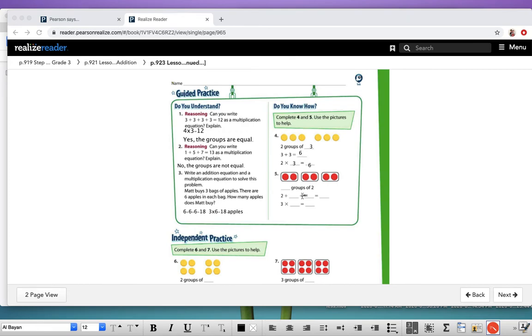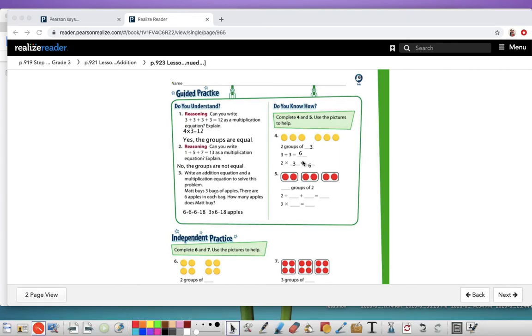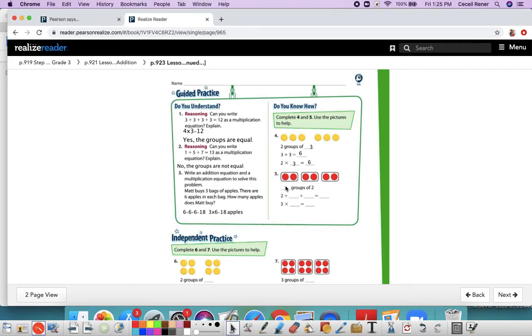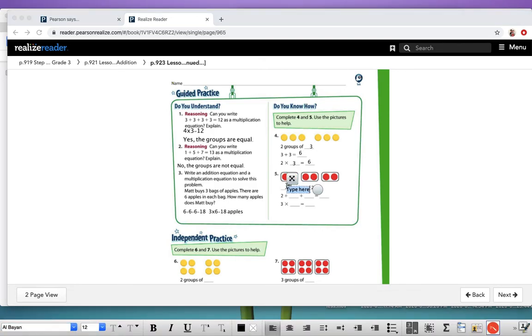Do I dare chance it by moving that around? I don't know. We'll have to see if I can move it. Oh, there. It worked. Now we have, look, how many groups of 2? Count them. They've been circled. 1, 2, 3. So we have 3 groups of 2. So right here, we're going to write 3.